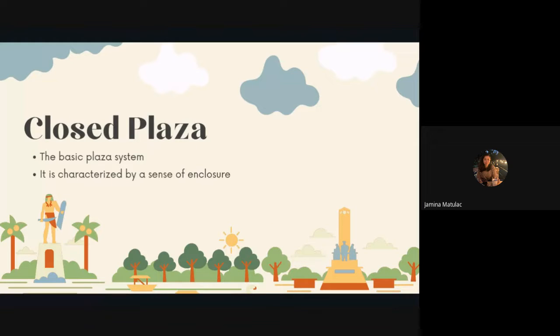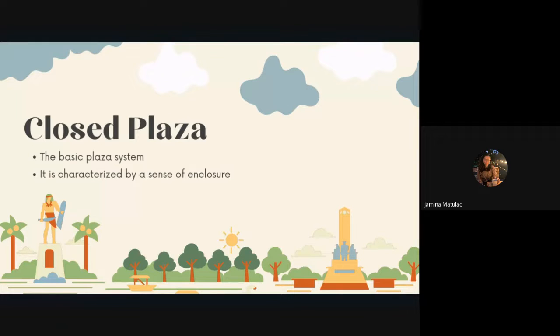The closed plaza is the basic plaza system, and it is characterized by a sense of enclosure. According to Moughtin, one key factor in establishing a sense of enclosure is the treatment of corners. Basically, what he is saying is that the more open the corners are, the lesser the sense of enclosure.